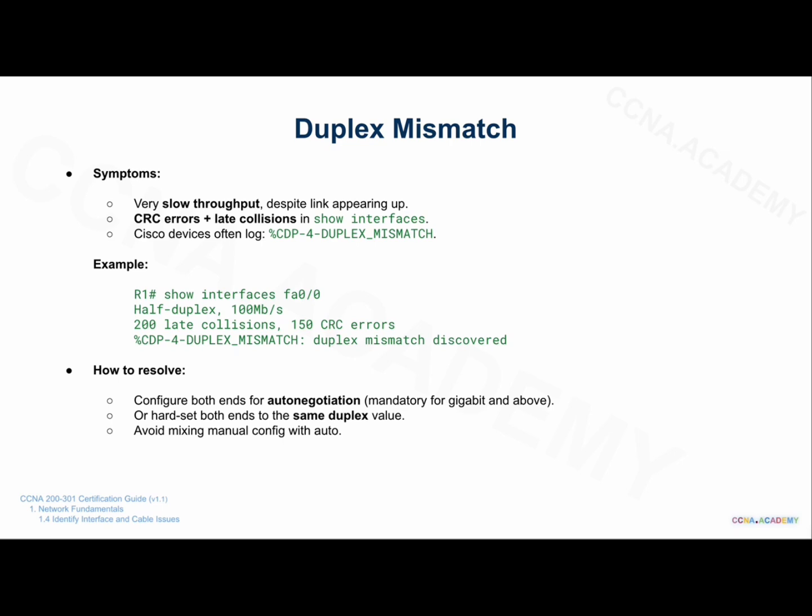In show interfaces, you'll spot half duplex paired with errors. The fix is to configure both ends consistently. Ideally, use auto-negotiation on both, or hard set both ends the same.